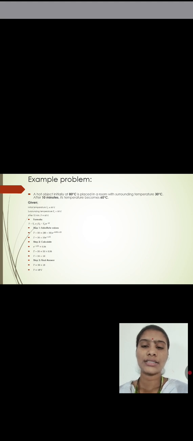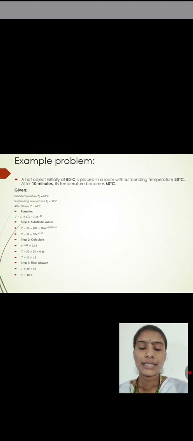Let us see one example problem. A hot object initially at 80 degrees is placed in a room with surrounding temperature 30 degrees centigrade. After 10 minutes, its temperature becomes 60 degrees centigrade. Let us see. Initial temperature T0 is 80 degrees centigrade. Surrounding temperature is 30 degrees centigrade. After 10 minutes, temperature is 60 degrees centigrade. Formula is T - Ts = (T0 - Ts) e^(-kt).